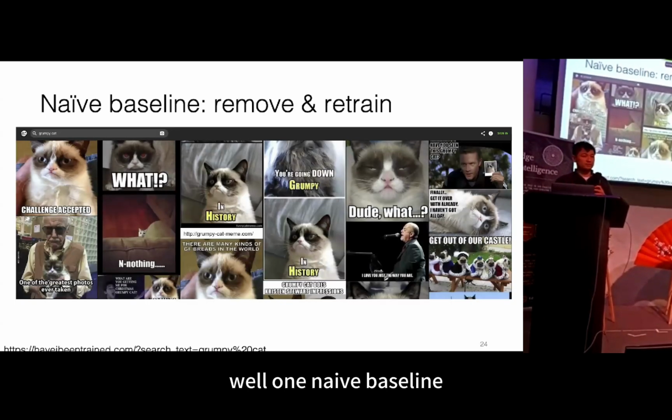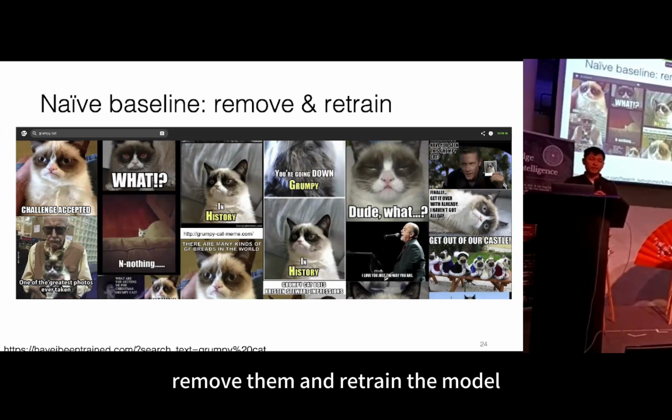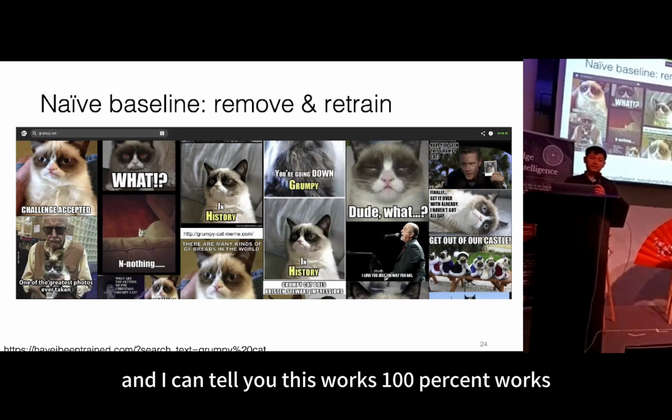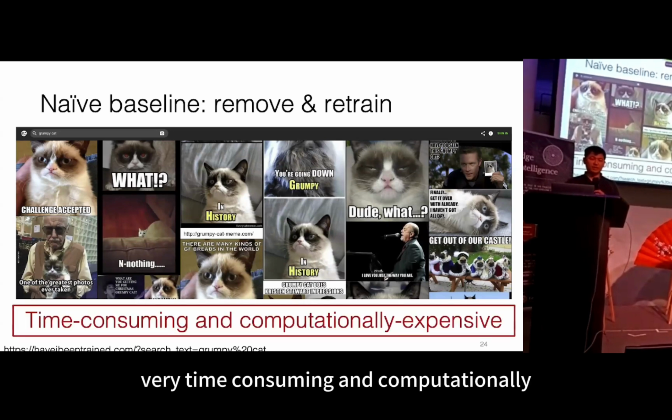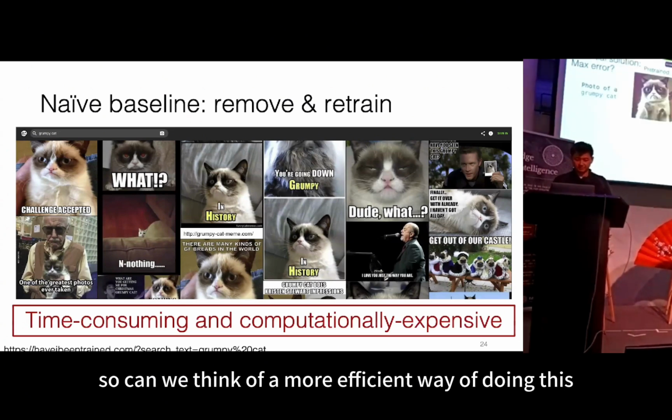Well, one naive baseline is to search for all instances within the training set, remove them, and retrain the model. And I can tell you this works, 100% works, but of course, this is going to be very time-consuming and computationally expensive and not really scalable. So can we think of a more efficient way of doing this?